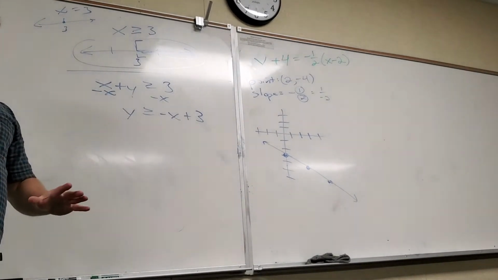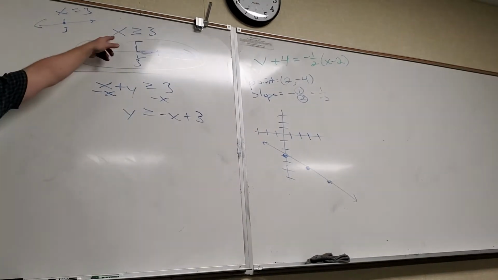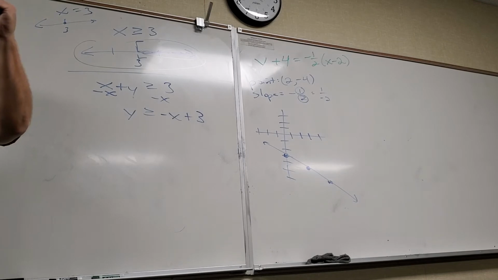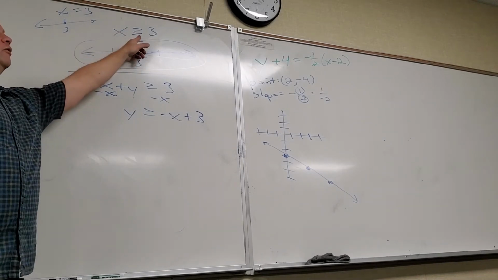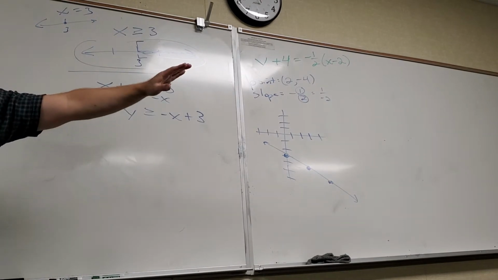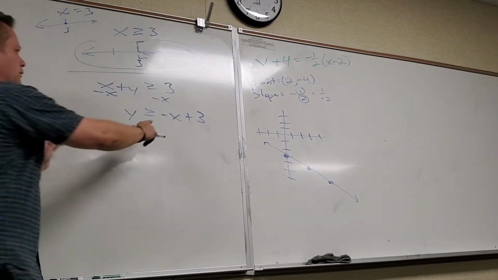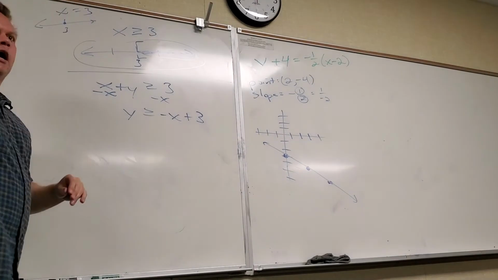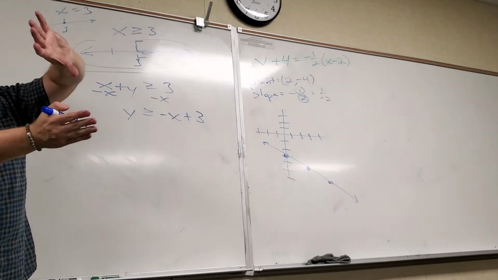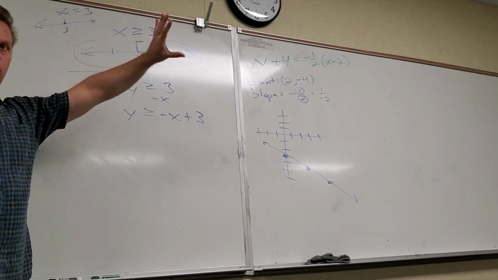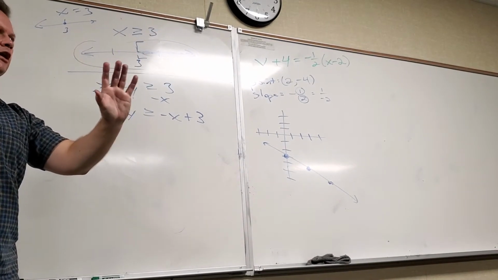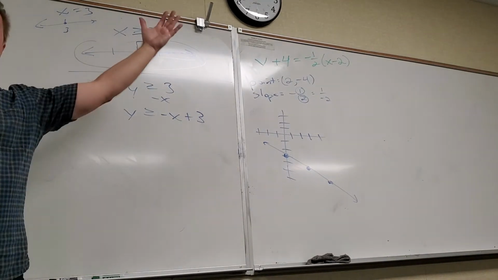And then when I put the inequality, I'm going to shade one way or the other. Let me say this again. If that was x equals 3, it's just a point. If I put an inequality in there, then I'm going to shade one side or the other of 3. If that was an equal sign, it would be a line. With an inequality, I'm going to shade one side of the line or the other. The idea doesn't change. I just change how many dimensions I'm working in.